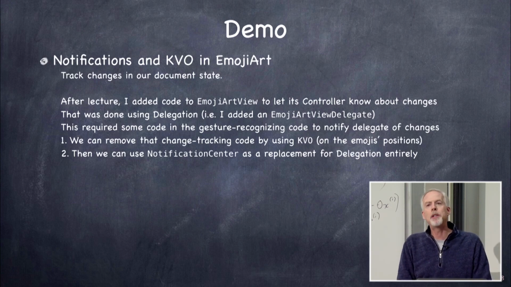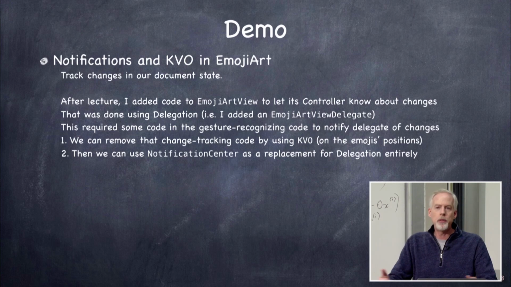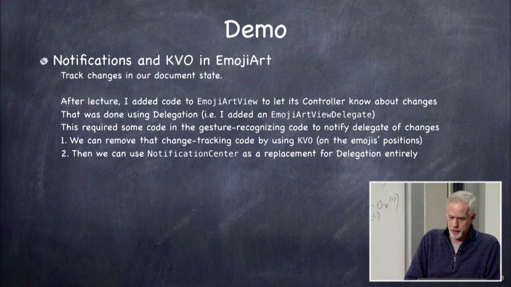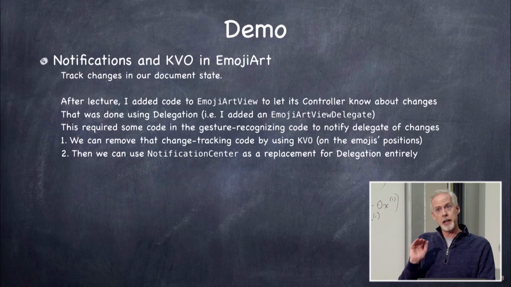And what I used was delegation. And I did it specifically because I wanted you to see what it looks like to make your own delegate. You've been using scroll view's delegate, table view's delegate, collection view's delegate. I wanted you to see what it would be like to make your own delegate. So I created an EmojiArtViewDelegate. And I'll briefly show you what I did there. And so that's great. But today what I'm going to do is use notifications instead.